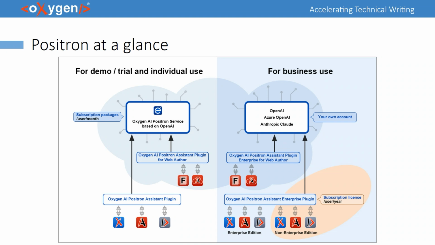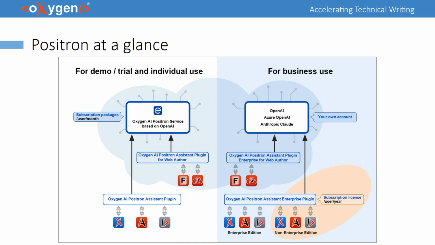The other one on the right is the one more suitable for business use. This is for companies where people already have accounts, OpenAI accounts, maybe Microsoft Azure OpenAI accounts, or Anthropic Claude. So this is the official suite of products that we support, but unofficially there are also some other AI services that can be supported if they have a similar API to OpenAI, or if we find some sort of a bridge between that service and OpenAI.